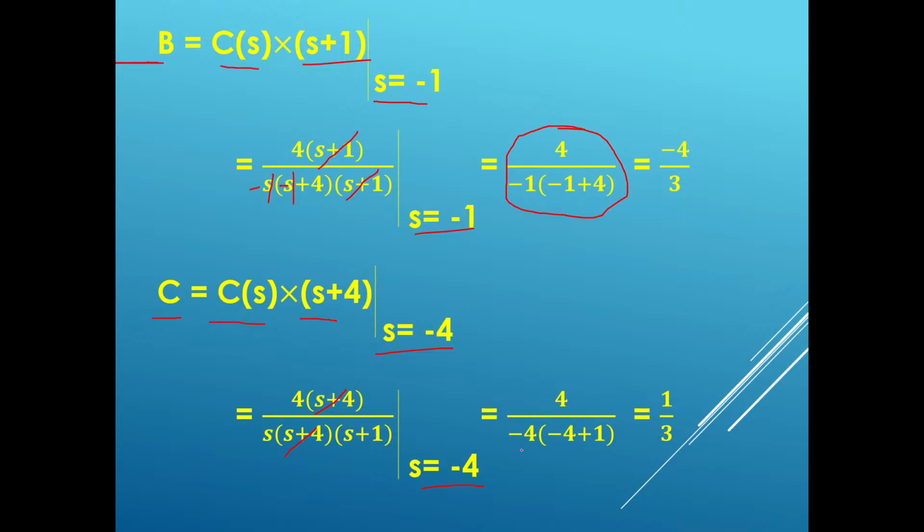So substitute s is equal to minus 4. You will get 4 divided by minus 4 into minus 4 plus 1. Minus 4 plus 1 is minus 3. So this 4 will be cancelled. Minus 3 into minus 1, it is plus 3. So 1 divided by 3 you will get. C is equal to 1 divided by 3. B is equal to minus 4 by 3. A is equal to 1.